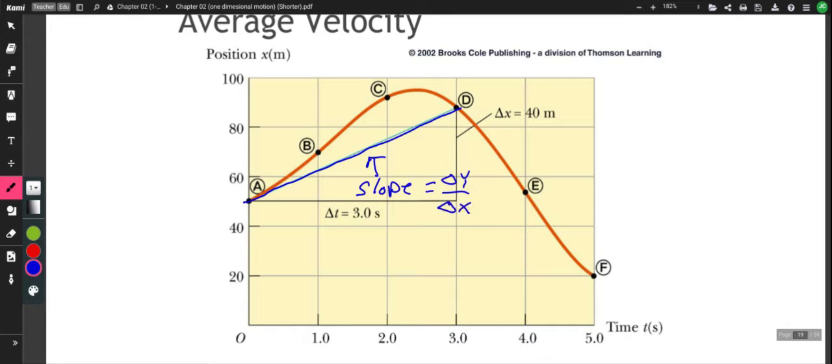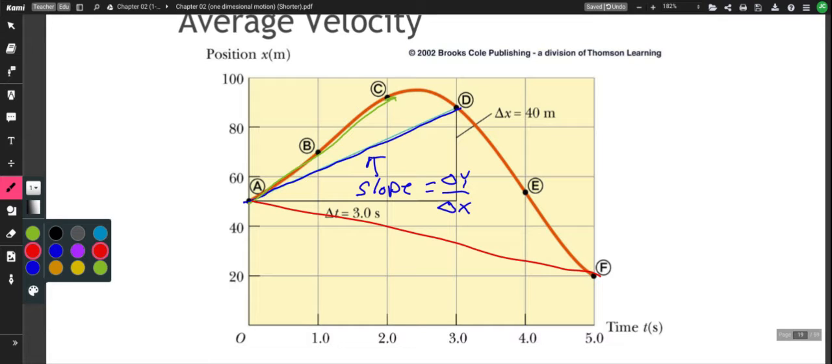If you're not familiar with how to calculate slope, go back and watch the video on slope. And then that slope for that line represents the average velocity between the two data points. The average velocity between A and D is different than the average velocity between A and C, which is different than the average velocity between A and F.